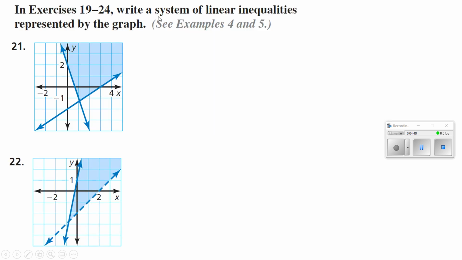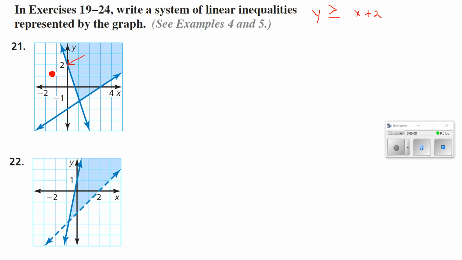Number 21 says write a system of linear equations represented by the graph. If I was going to write this one, I would say, well, let's start with this one right here. I know it's a solid line, so it's going to be a line underneath my inequality. I know the shade is above it, so that means it's going to be greater than. I know that it crosses through positive 2, so I have to put a plus 2 over here.